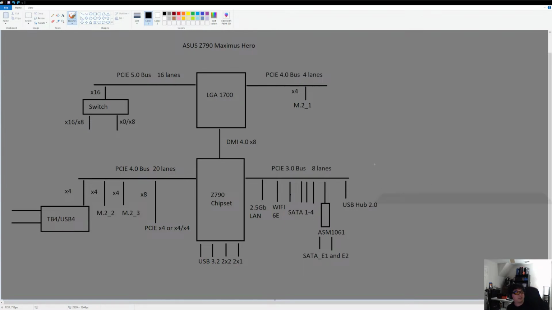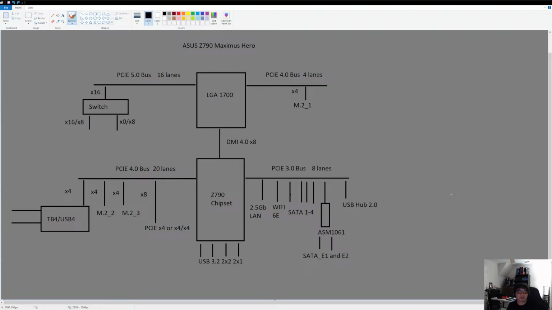It was interesting stuff though, because I've never actually looked at the Maximus Hero Z790 before. This was the first time I actually looked at it. So, it's a solid choice, although it's a little bit pricey.